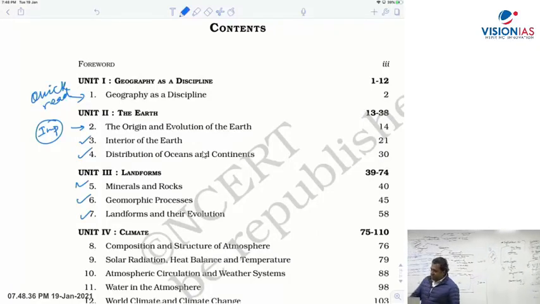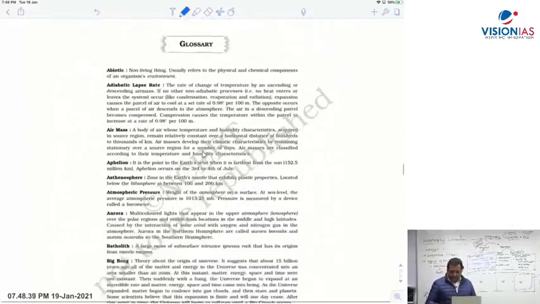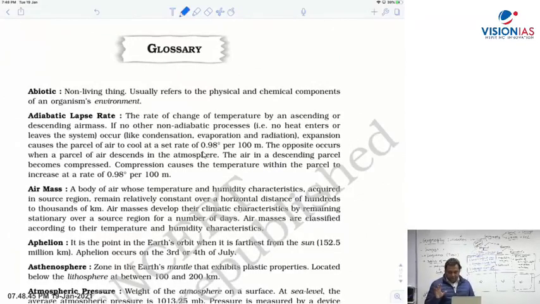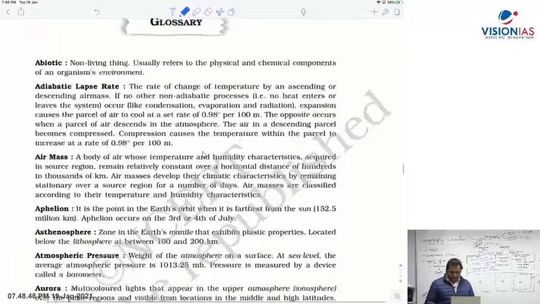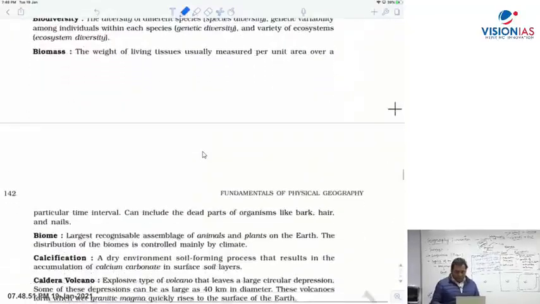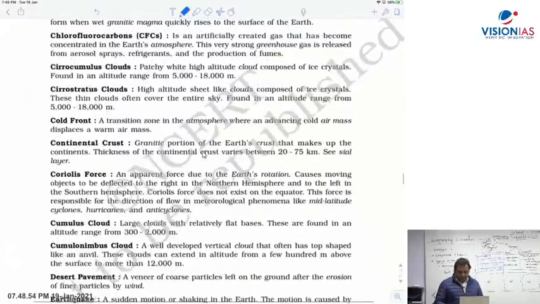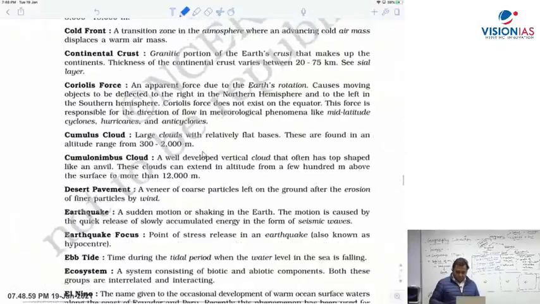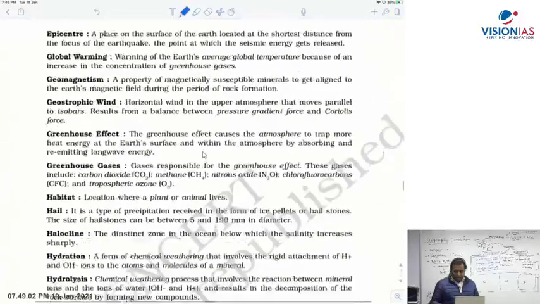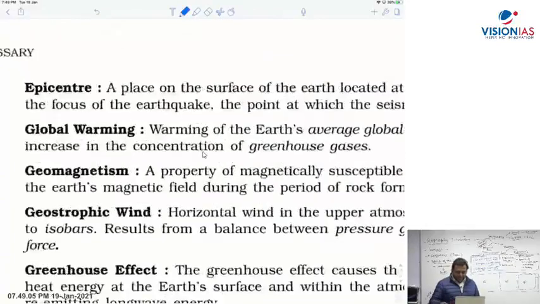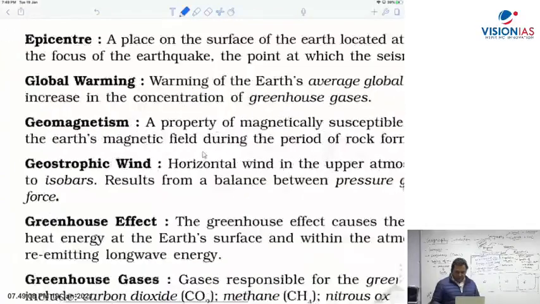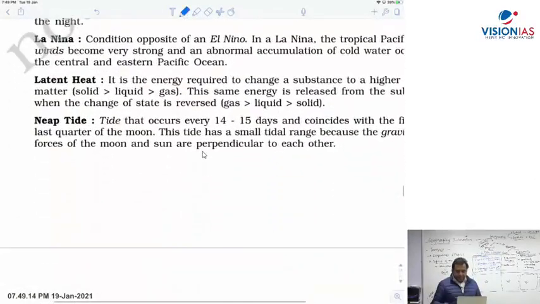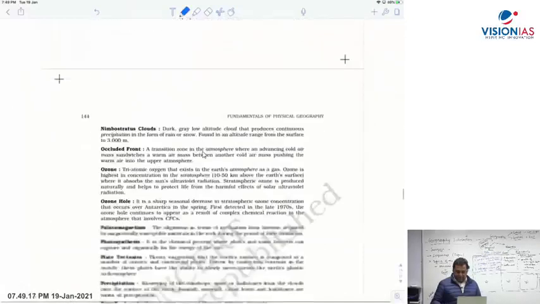After this class 11th, next is class 11th NCERT with its glossary. So I would expect you to download the appendix or glossary also and read abiotic, air mass, all these words are given here, which are important, right? Continental crust. Once you read this, you will understand all these terms. Just read, right, and keep them with you. These are the terms which I will be using in the class. Epicenter, okay, geomagnetism, all these words will come as we proceed. So you can just keep these words with you. They will become handy, right?